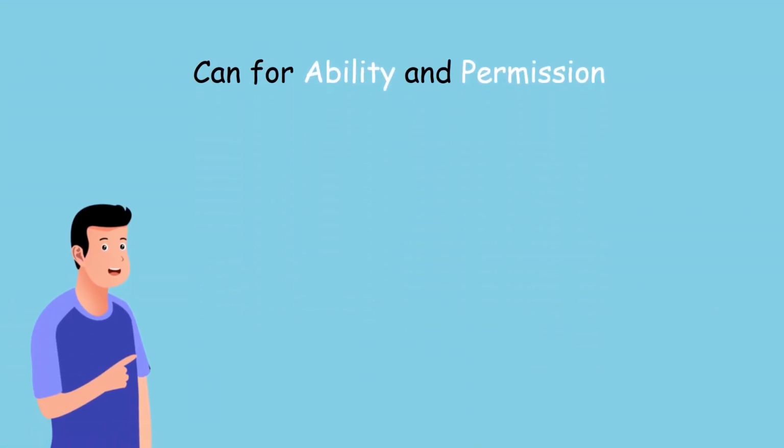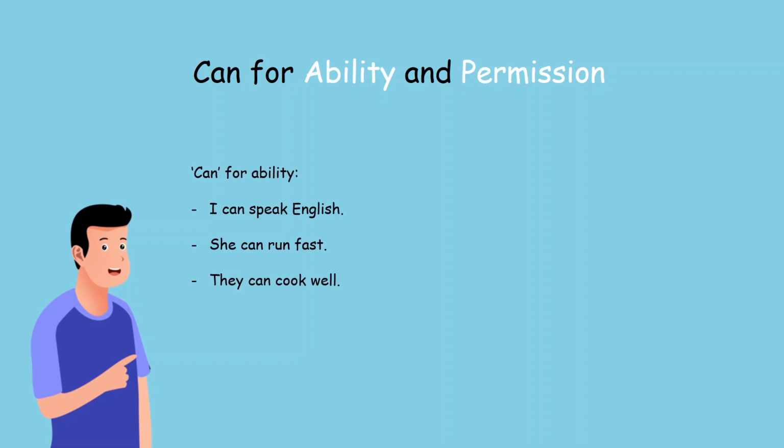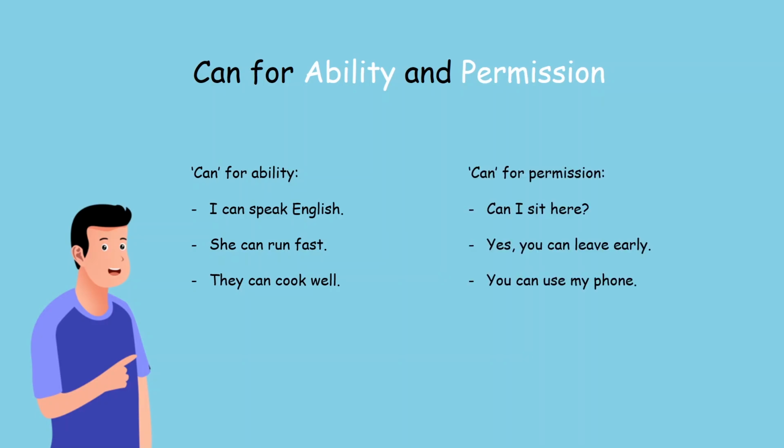As I said, we use can for talking about abilities, and also we use it for permissions. I can speak English. She can run fast. They can cook well. Let's look at some examples for permission. First example is, can I sit here? We are asking a permission.